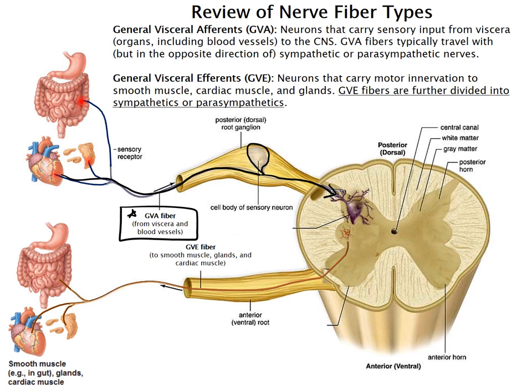The main focus of the remainder of this video will be on the general visceral efferent fibers. These are the motor neurons of the autonomic nervous system, which transmits impulses to smooth muscle, cardiac muscle, and glandular tissue. General visceral efferents are further divided into sympathetic fibers and parasympathetic fibers. As a reminder, the cell bodies of the general somatic efferent fibers were housed in the ventral horn of the spinal cord. In contrast, the cell bodies of the GVE fibers are instead housed in the lateral horn of the spinal cord.